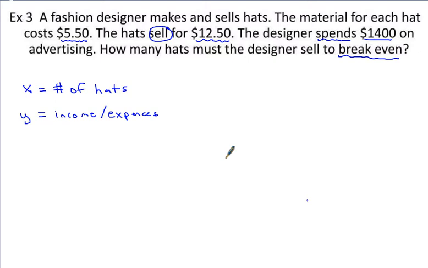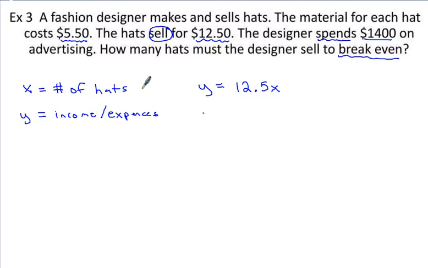All right. So let's start with the income. Guys, how much are they getting for every hat that they sell? $12.50. That's what it is. The money coming in is 12.5 or 12.50. It doesn't matter if you want to put the zero there, times the number of hats. That's how much income is coming in.